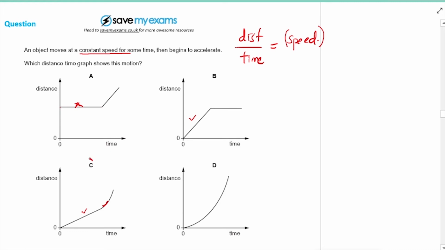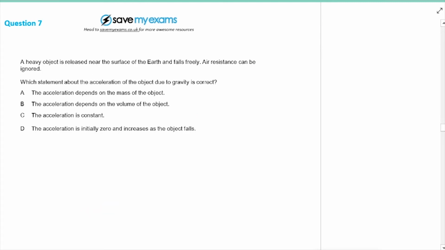So the answer is C, that we have constant speed first, then afterwards it accelerates. Next, an object is released near the surface of the earth and falls freely. Air resistance can be ignored. Which statement about the acceleration of the object due to gravity is correct?